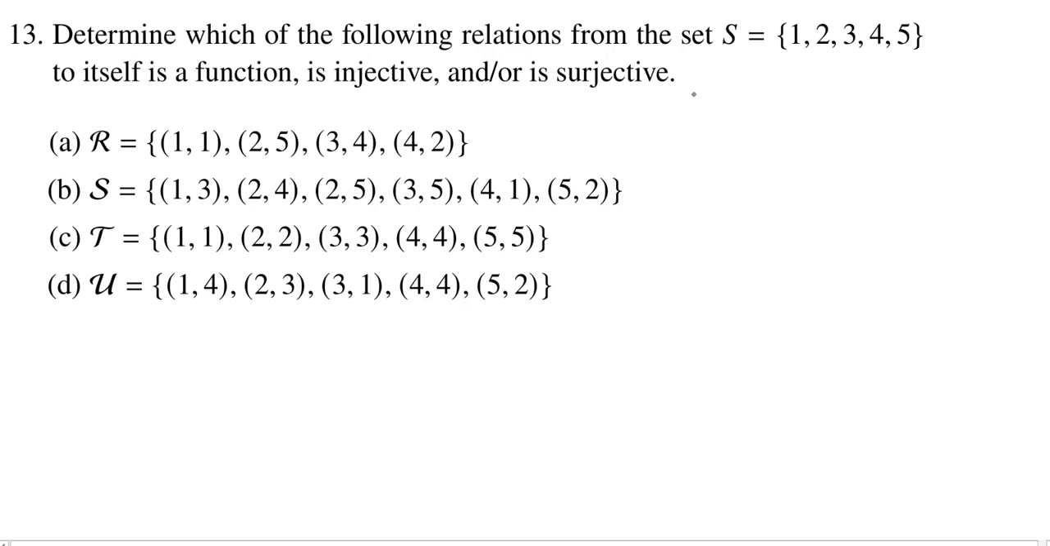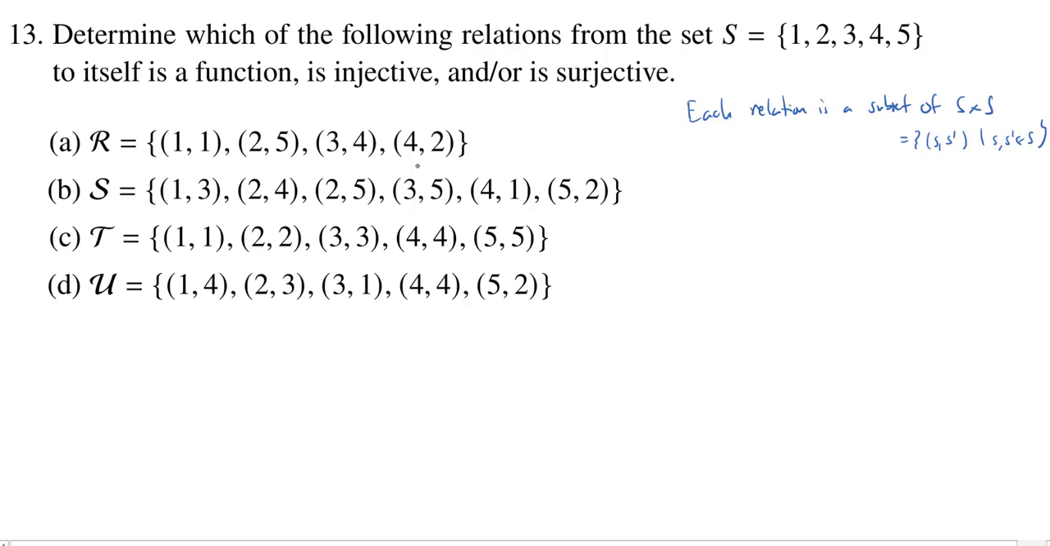Okay, so each relation is a subset of S cross S. So that means pairs, right? So this is all things of the form, you have some S, and maybe let's call it an S prime, such that S and S prime are in S. Okay, so that's why we have these pairs here.